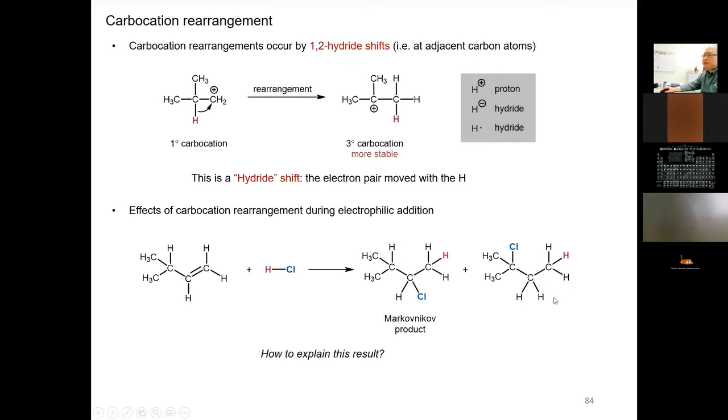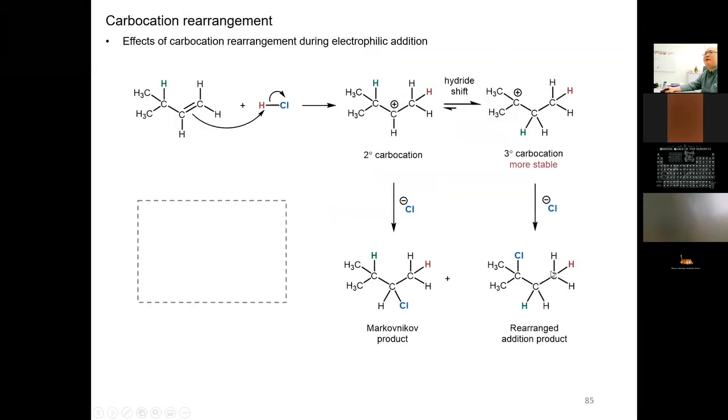But what people observed is that there is another product, in which the chloride is not on the middle carbon, but on the more crowded carbon here, right? So how do you explain this result? Because that is not the Markovnikov product, nor is it the anti-Markovnikov product. So how does that happen?